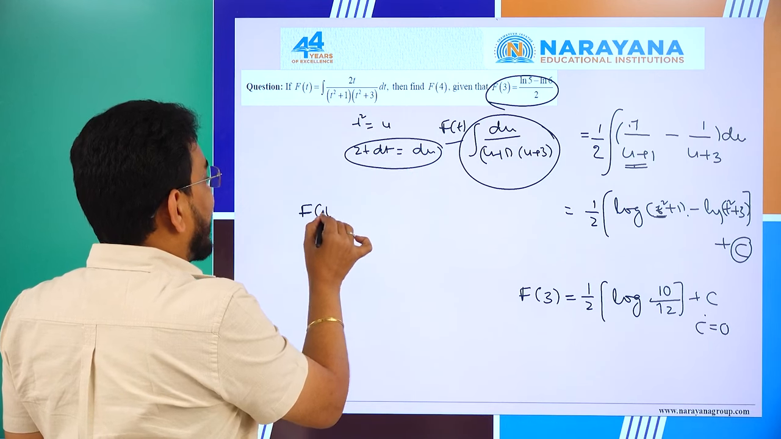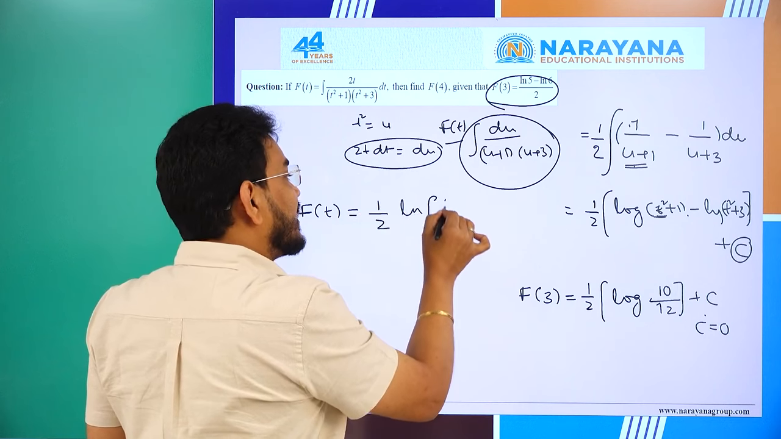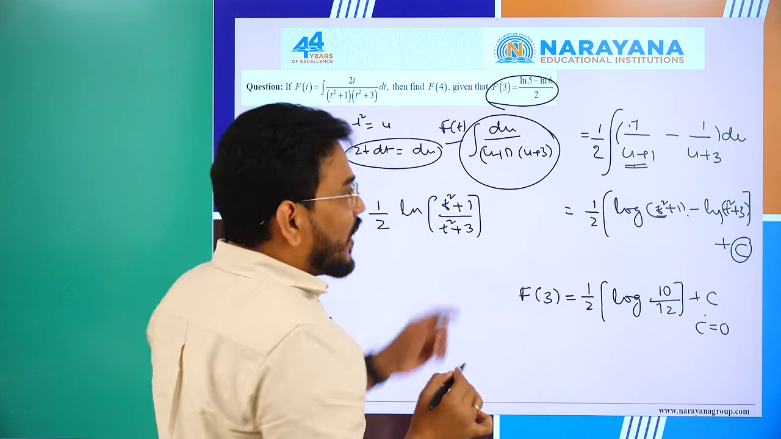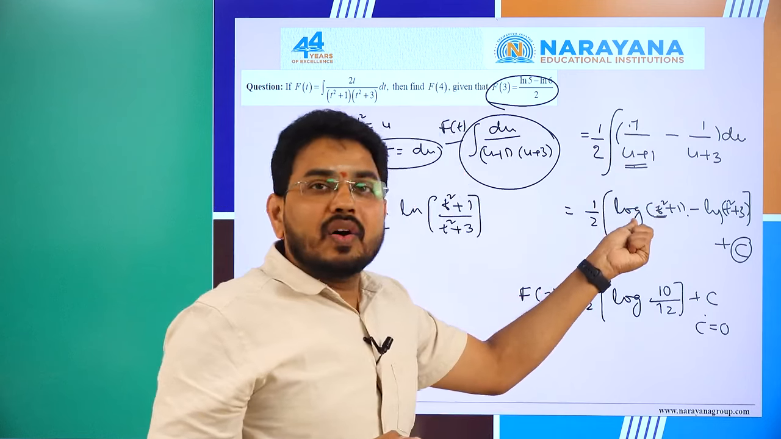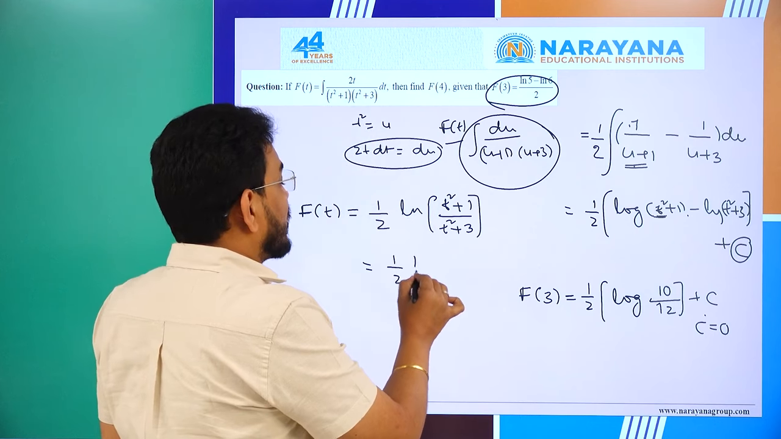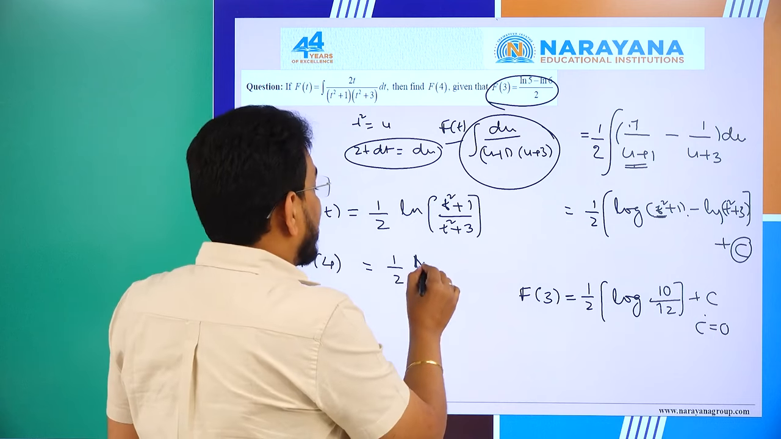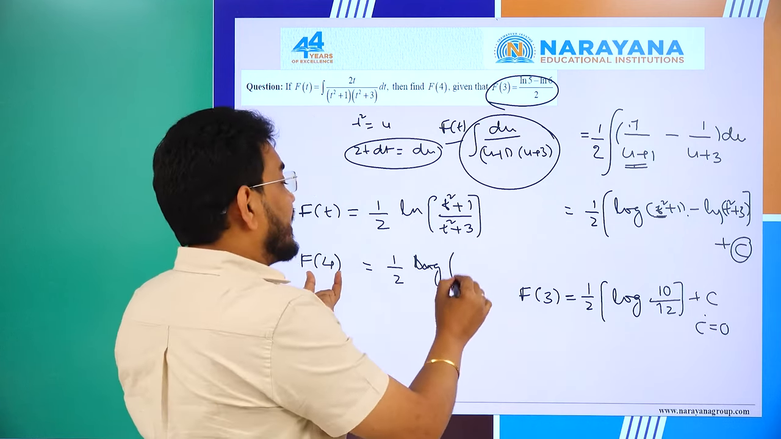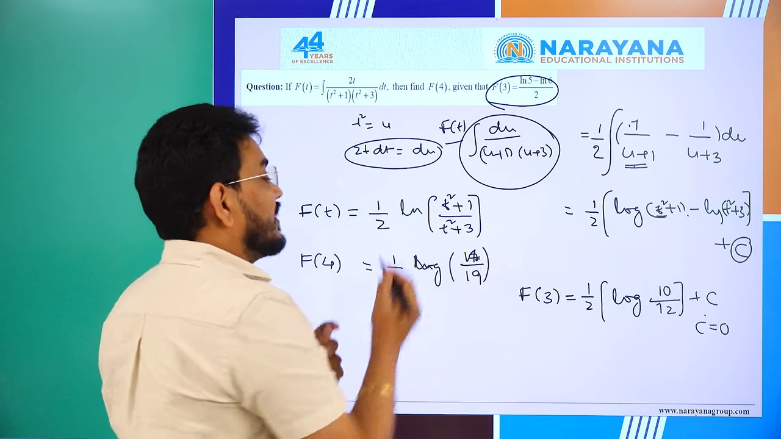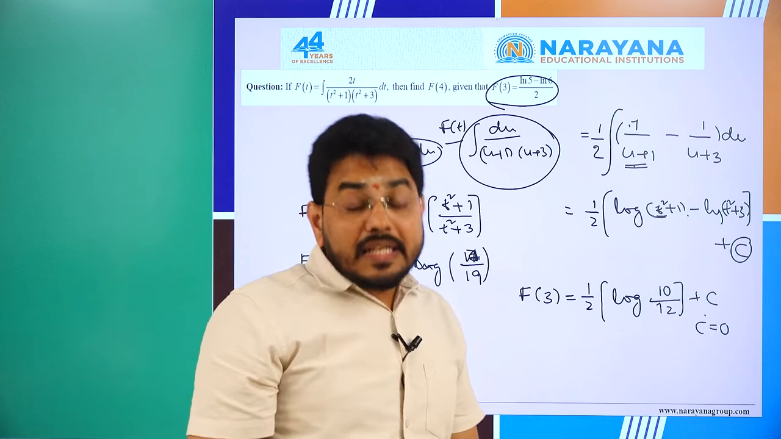Therefore, I will write f of t is equal to 1 by 2 ln of (t square plus 1) by (t square plus 3). Whenever it is an indefinite integral, here the log is base e. So here it is equal to 1 by 2 ln of... what is the value needed? f of 4 is needed. So substitute t is equal to 4, this value will be 17 by 19. The value will be half of log of 17 by 19.